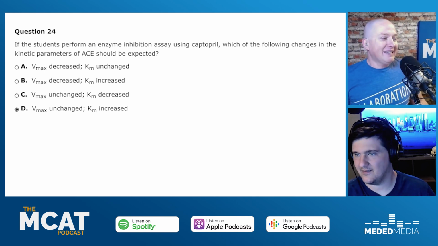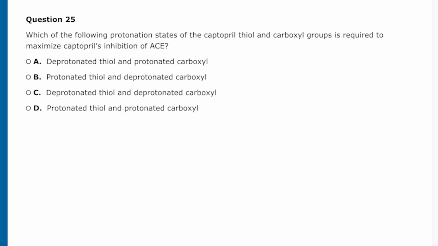Question 25. Have at it. Which of the following protonation states of the captopril thiol and carboxyl groups is required to maximize captopril's inhibition of angiotensin converting enzyme? Go ahead and read those answer choices. We have a deprotonated thiol and protonated carboxyl, a protonated thiol and deprotonated carboxyl, deprotonated both thiol and carboxyl, or protonated thiol and carboxyl, both.